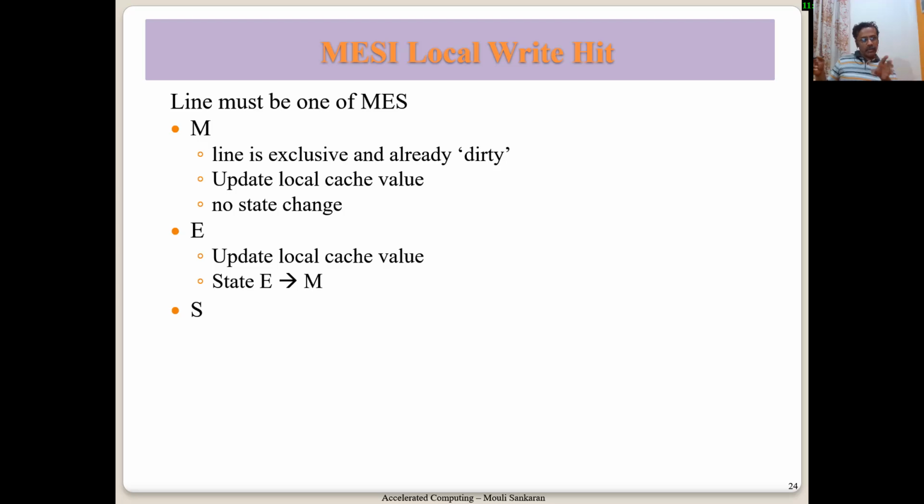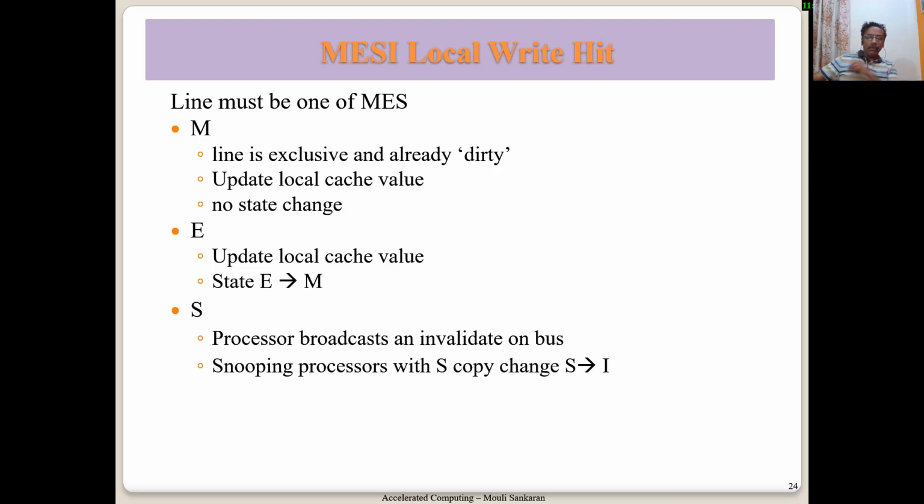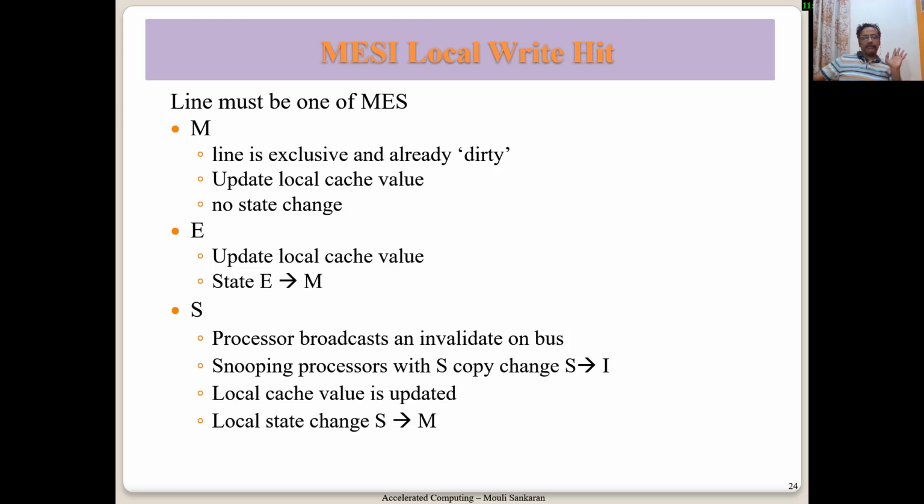Now, you can change your own state to S to E and make the other entries invalid. Straight away to invalid. No other possibility of changing the other states to anything else. So, S to I, other cores, maybe one or two, maybe at least minimum one or many. All of them make it I, and your copy you update and modify. That's all. Very simple, very logical.